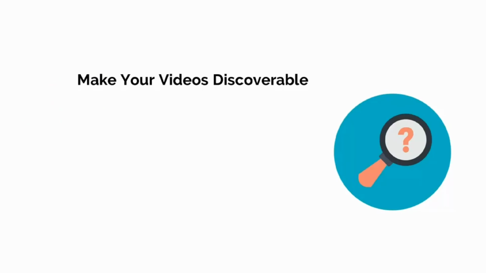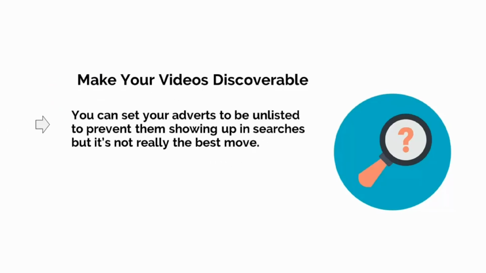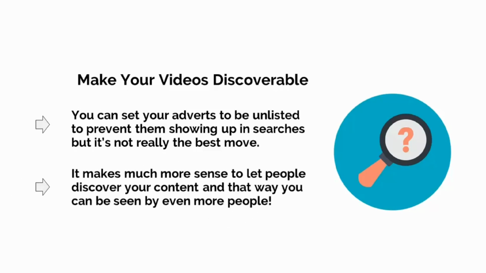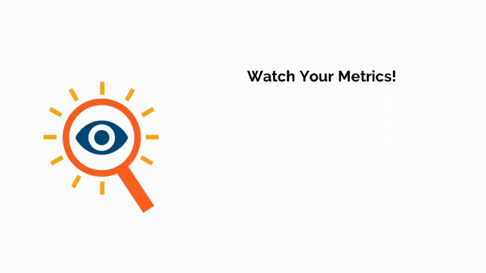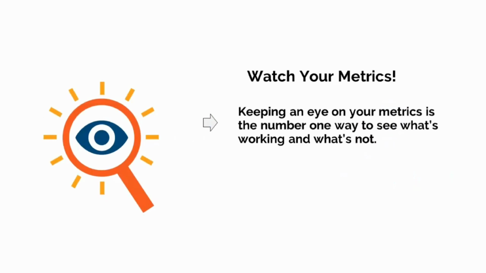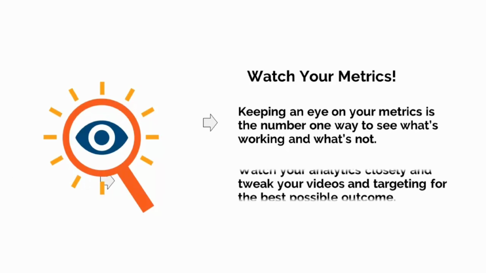Make your videos discoverable. You can set your adverts to be unlisted to prevent them showing up in searches, but that's not really the best move. It makes much more sense to let people discover your content, and that way you can be seen by even more people. Watch your metrics. Keeping an eye on your metrics is the #1 way to see what's working and what's not. Watch your analytics closely and tweak your videos and targeting for the best possible outcome.